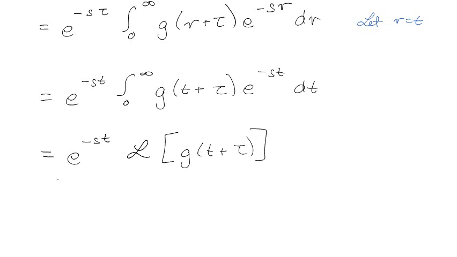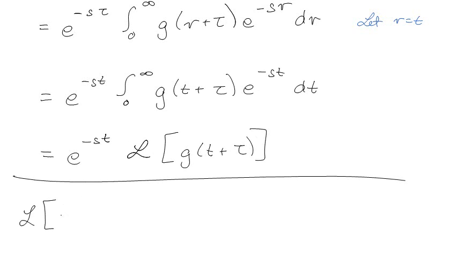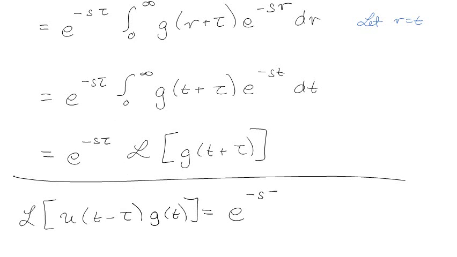So essentially what we've done is, if you go all the way back to the beginning, we said that if I take the Laplace of u(t minus tau) g(t), it is equal to e to the minus s tau times the Laplace of g of t plus tau.